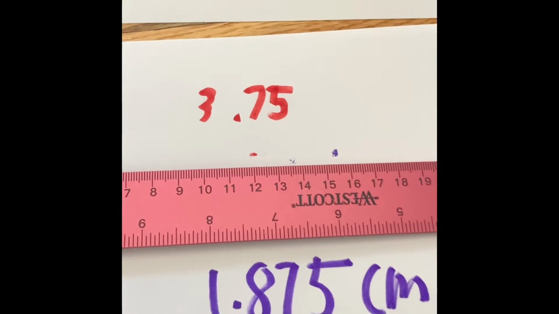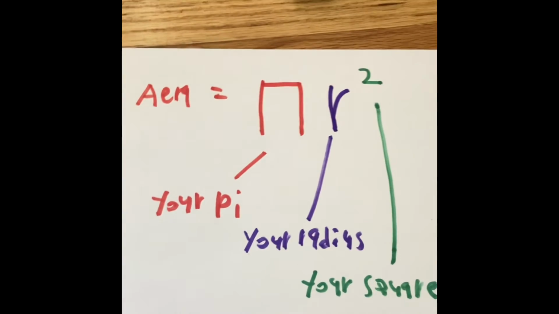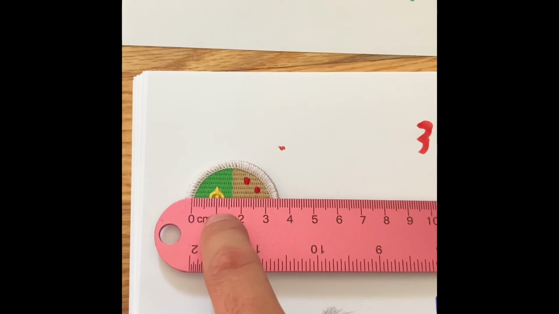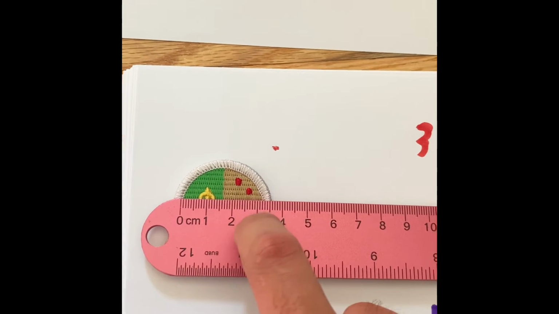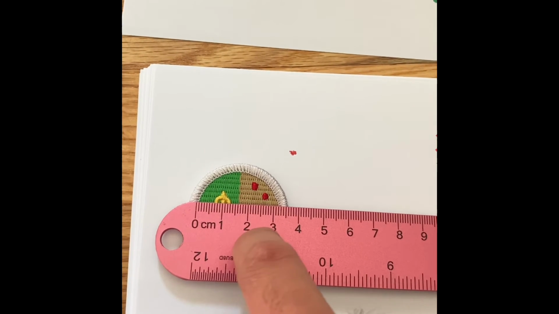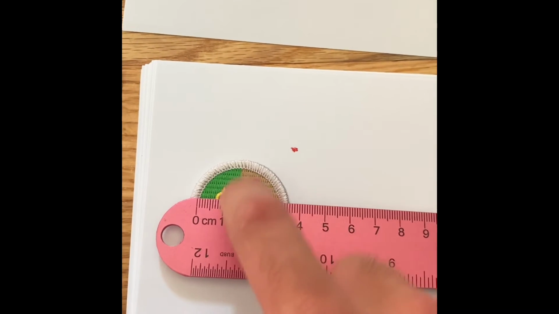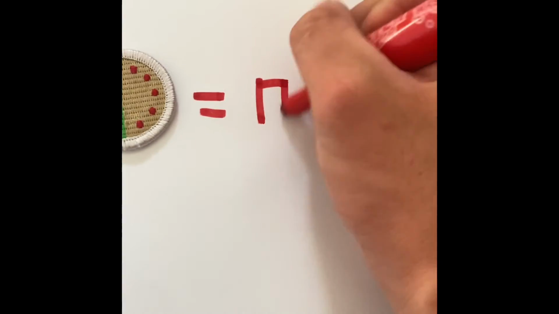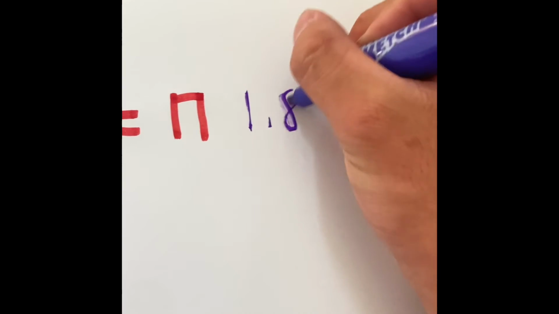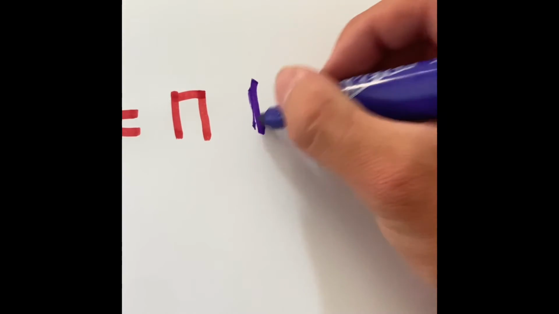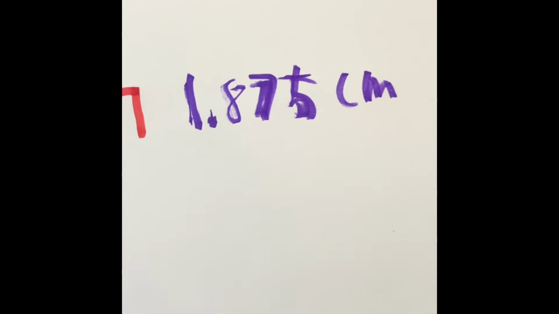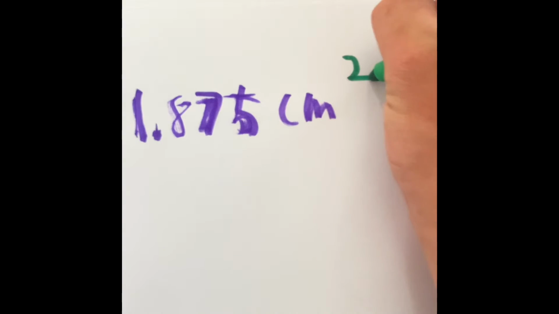Now we have all the parts to put that information into the formula. We only needed to measure one thing, that was the radius of this. But since we want to be very accurate, we measured the diameter, because we don't know exactly the middle of the merit badge. So remember, the area of a circle is pi. We're going to insert our dimensions, 1.875 centimeters. And last but not least, we have to square it.